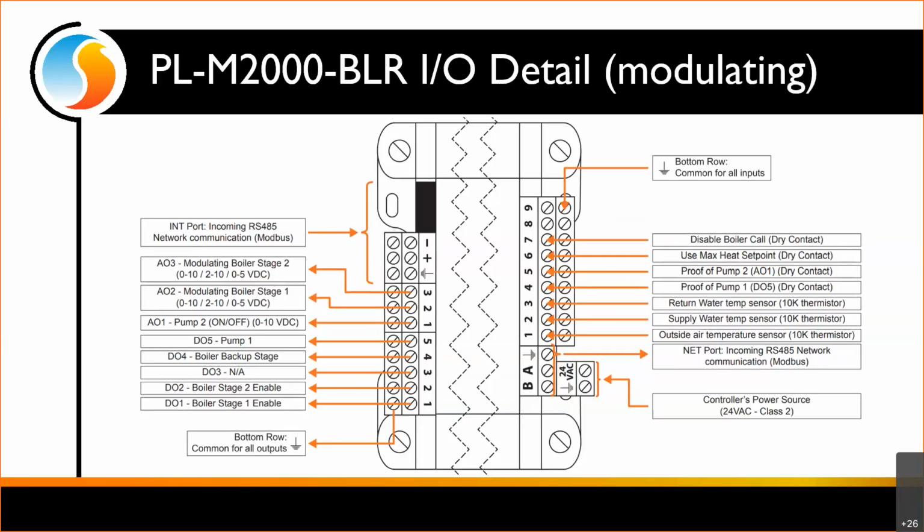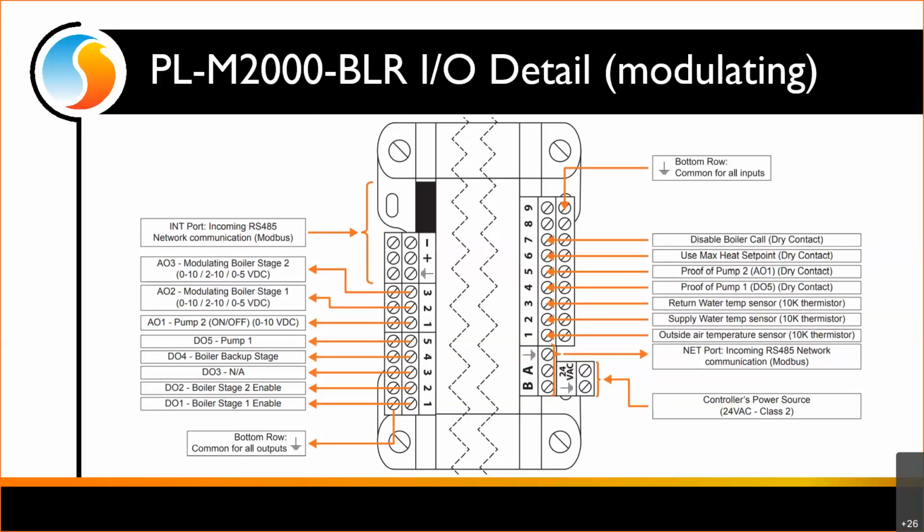Now we do make use of analog output 2 and 3, and those are firing rate commands for their respective boilers. So DO1 is actually going to be tied in with AO2. DO2 is going to be tied in with AO3. Okay, same COM rules. We can hook up to either one of those terminals in there. Okay, so that's pretty much it for the layout on the boiler controllers.